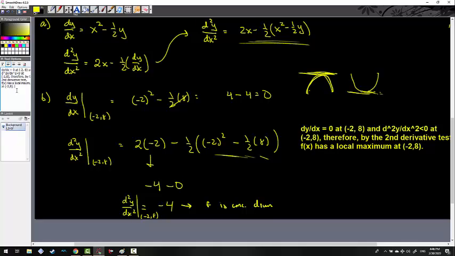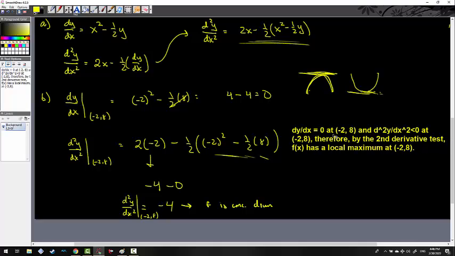Now, I put down negative 2 comma 8 3 times. You probably could get away with saying dy over dx equals 0 and d squared y over dx squared is less than 0 at negative 2 comma 8, and therefore you could find a way to make that more succinct. I know you guys can do it better than I can. So that is A and B for you. So let's go ahead and move on. I'm going to clear off the board, so give me a second.